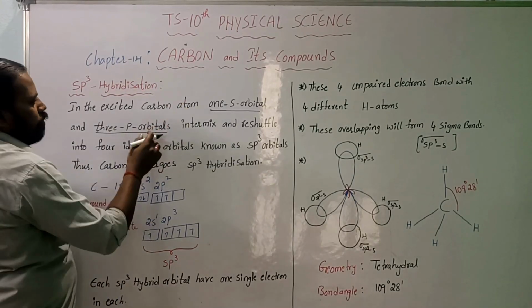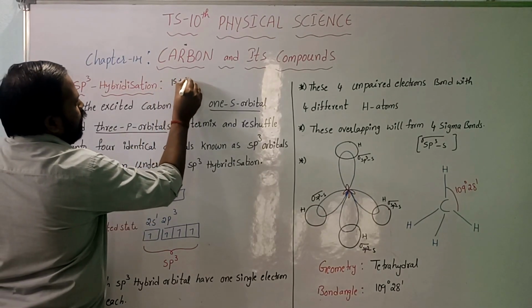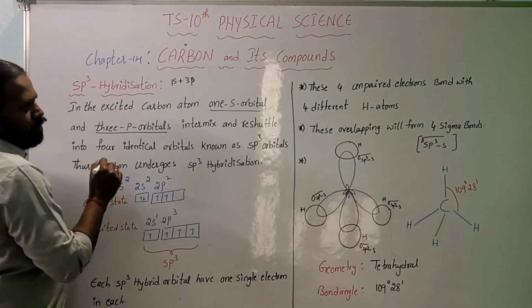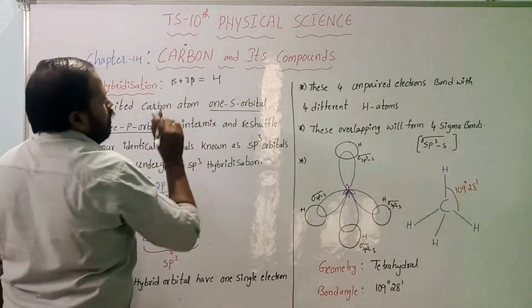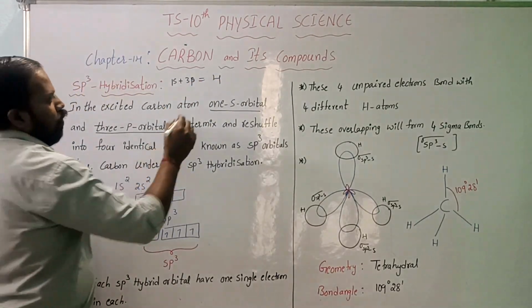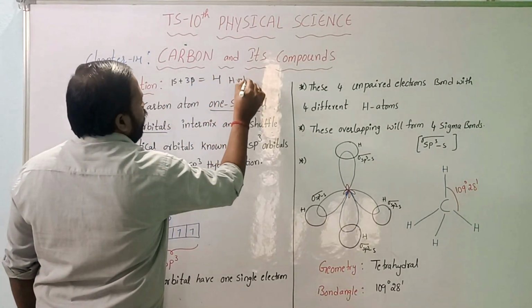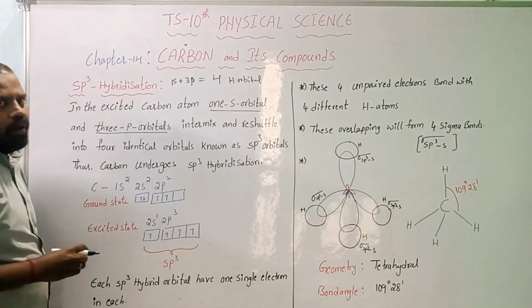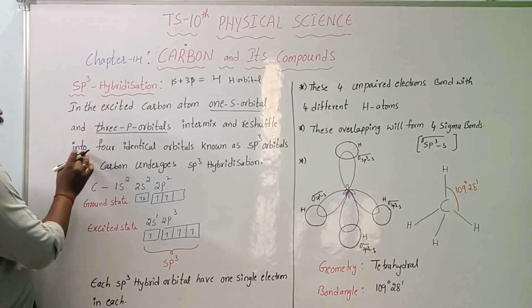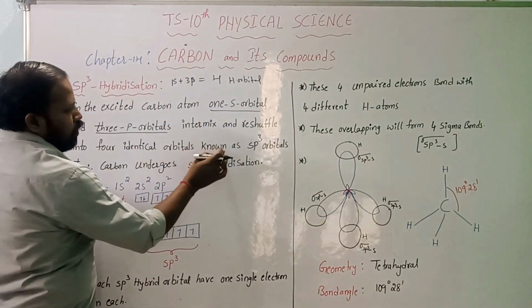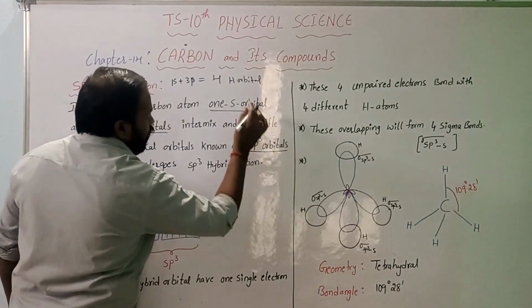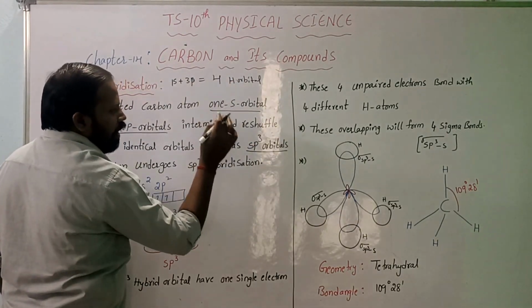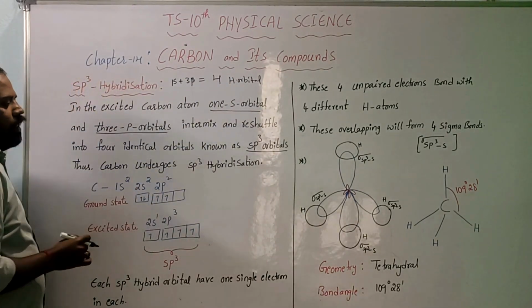So how many are intermixing here? 1 s orbital plus 3 p orbitals, so a total of 4 orbitals are intermixing. So 4 hybrid orbitals will be formed, into 4 identical orbitals known as sp3 orbitals. These hybrid orbitals can be named as sp3 hybrid orbitals.